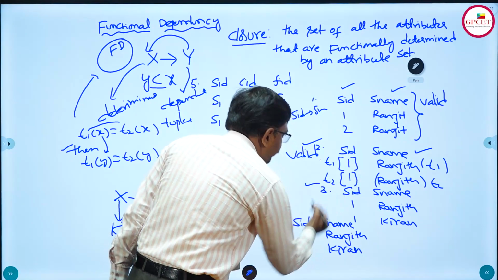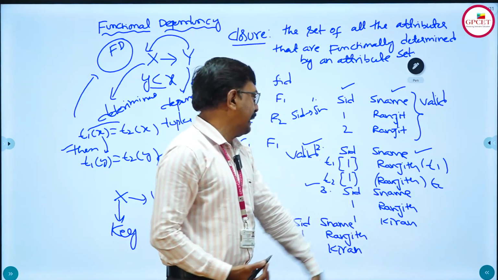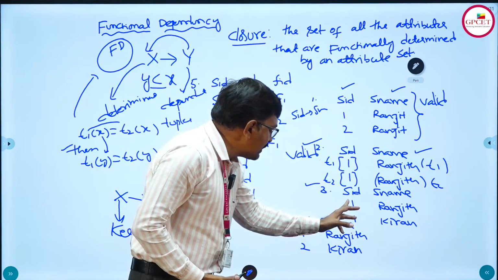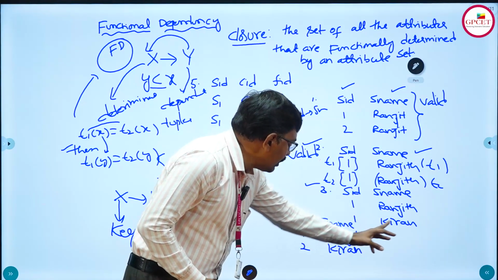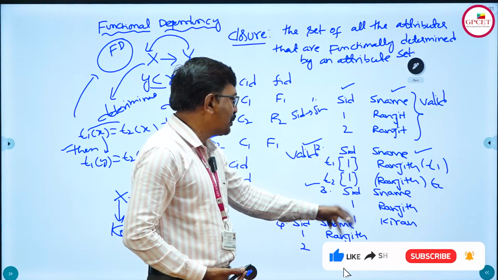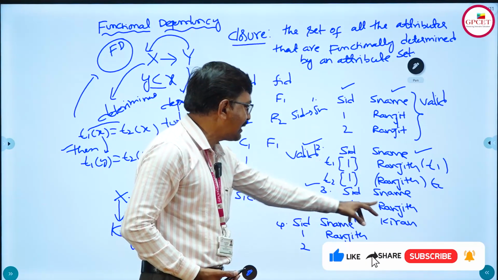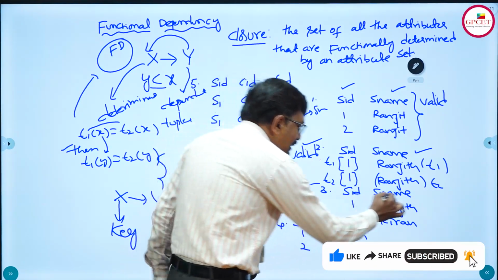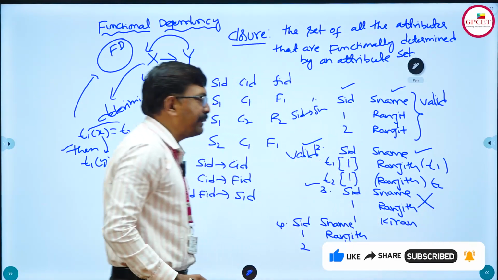Observe here the third one: 1 Ranjit and then 1 Kiran. SID, the first one, is 1. S name is Ranjit. Then 1 Kiran. Based on the property, what is the property? SID must and should be a key. But here duplication is there: 1 Ranjit and 1 Kiran. That's why this is not valid in functional dependency.